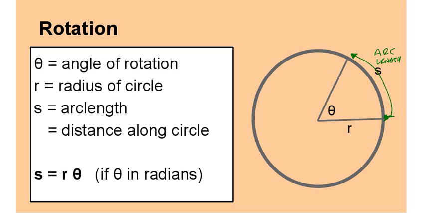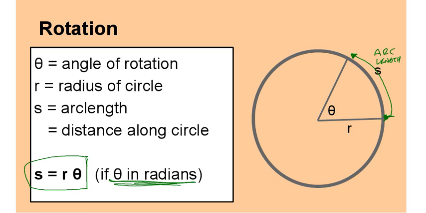These three quantities, the radius and the angle of rotation and the arc length, are all tied together by this formula that you see here at the bottom. S equals r theta. The arc length, S, is equal to the radius times the angle, but only, and this is important here, if theta is measured in radians.